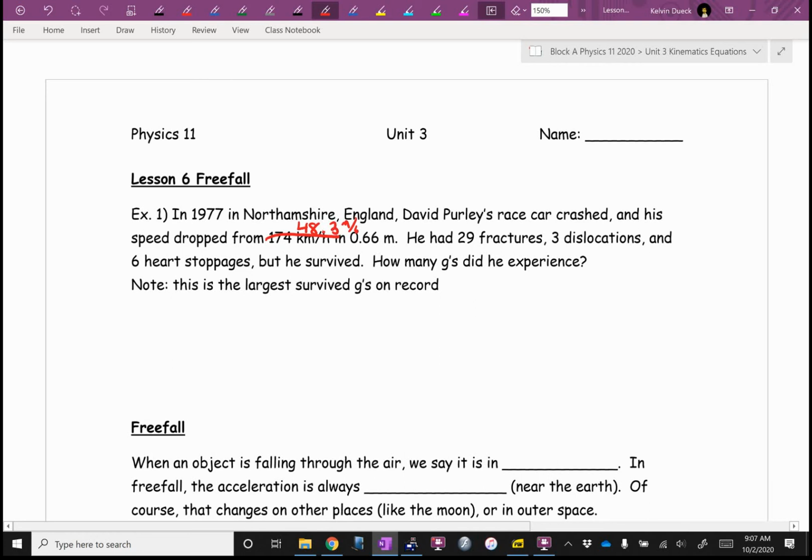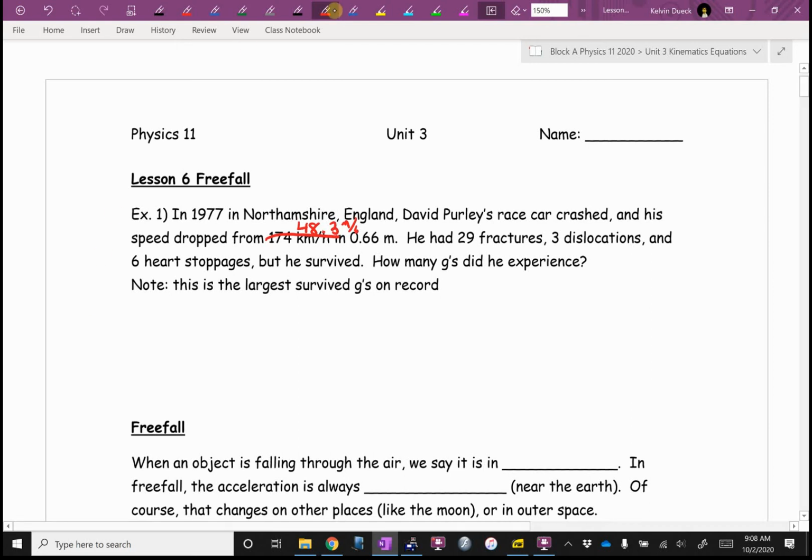This is the biggest G's survived that we have on record where we have the data. It's possible somebody survived more, but we didn't have cameras rolling in that car accident. This is what we have the biggest. How many G's did he experience? I will ask you to find G's on your test. How do you find G's? First, you find A. Then once you found A, you divide by 9.8.